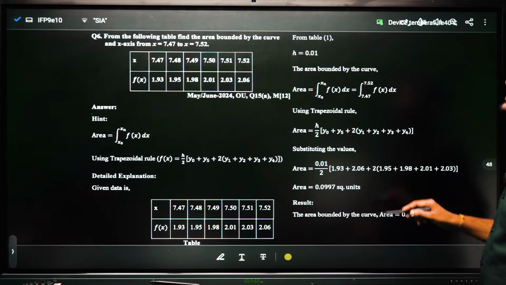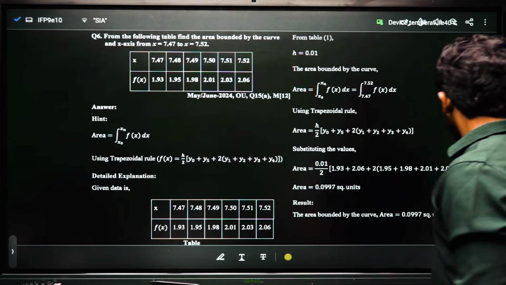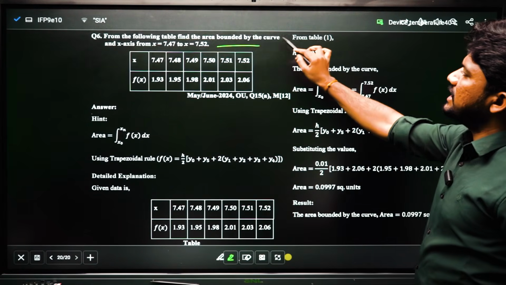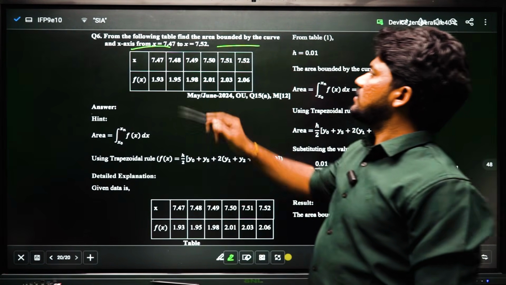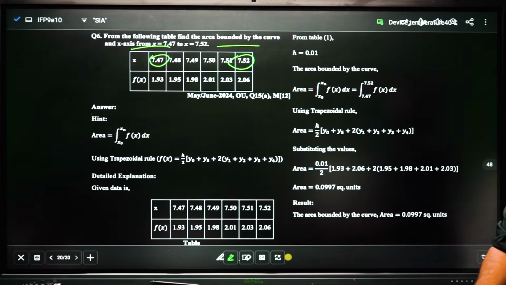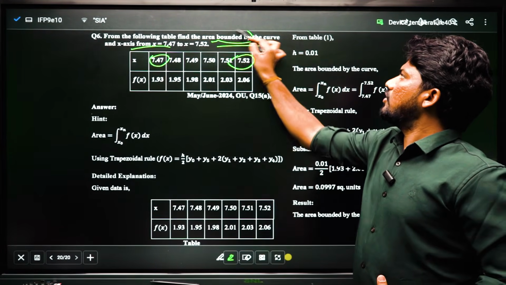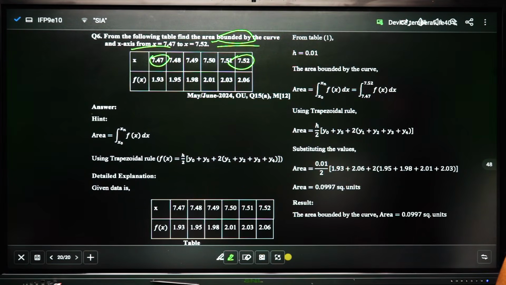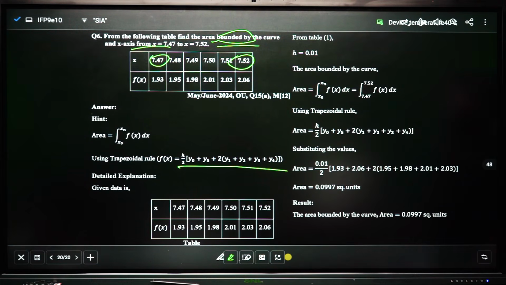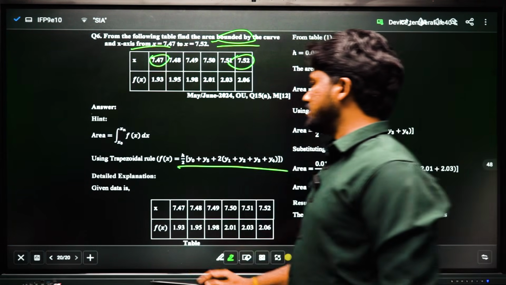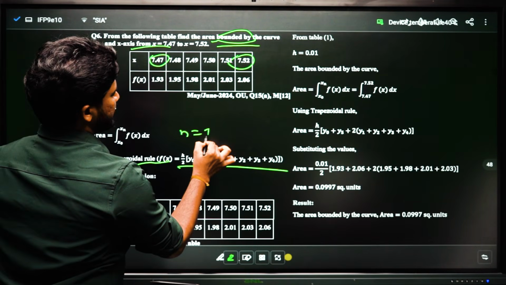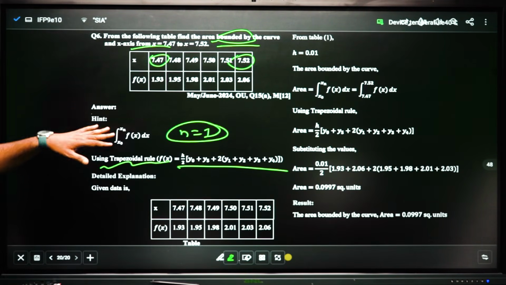I think this is the last question from third unit. So see, from the following table find the area bounded by the curve and x axis, x equal to 7.47 to 7.52. Here the x value given is from 7.47 to 7.52. What they are asking is the area bounded by the curve. Okay, so now we have to find the area. So to find the area, whenever they ask area, blindly remember that the problem belongs to trapezoidal rule. Okay, trapezoidal rule you get when you substitute n is equal to 1 in the numerical integration formula.